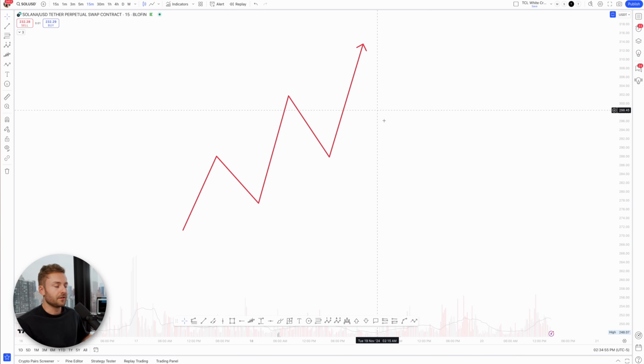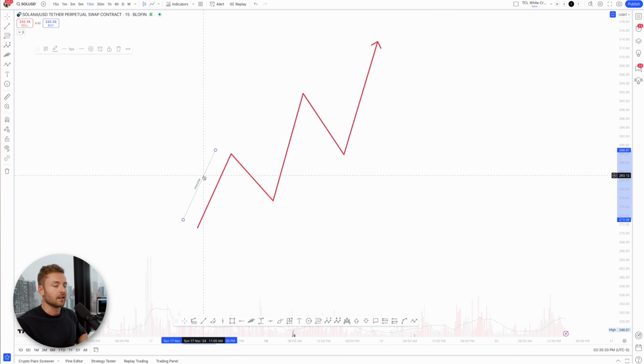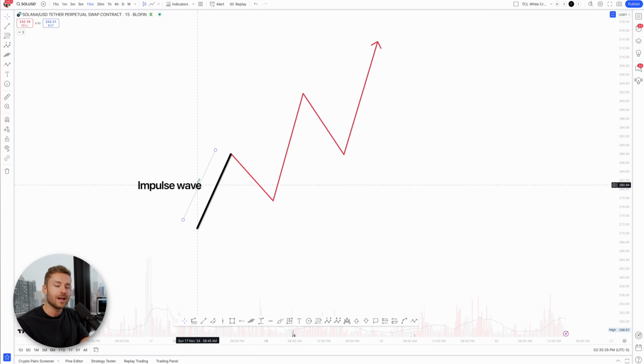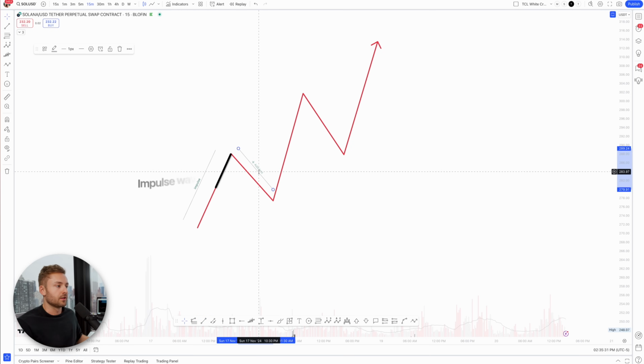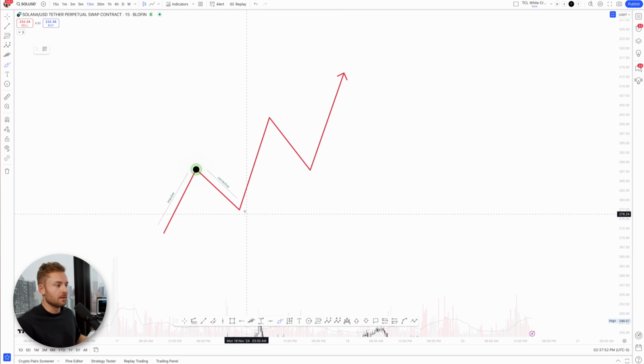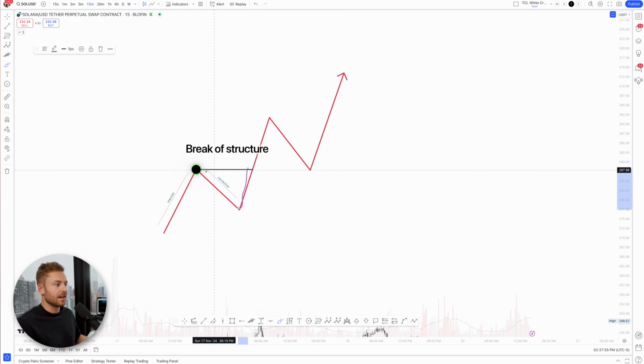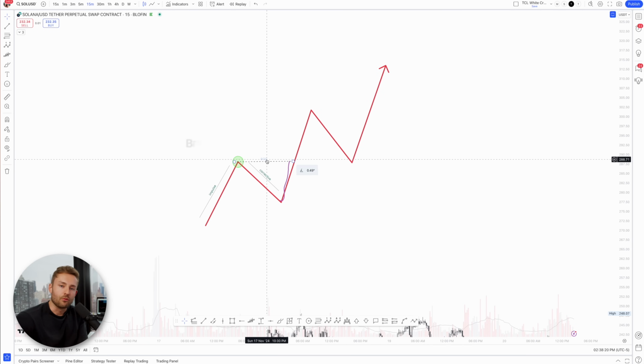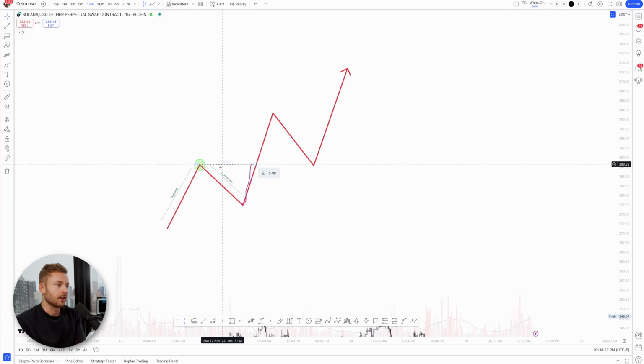So in a trend, there's a few different terms that we're going to use. Okay, so anytime we have a move in the direction of the trend, this is referred to as an impulse wave. Then if we have a move against the current direction of a trend, this is called a corrective wave. Anytime we have a defined high and price comes up through here and breaks over this level, this is what we refer to in technical analysis as a break of structure. It's basically breaking the structure and continuing into the direction of the trend.